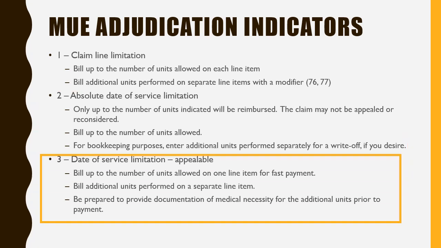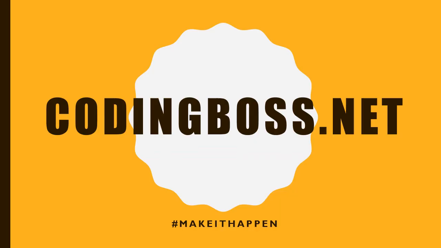An MUE edit with an MAI value of 3 is also a service date limitation, but this one can be appealed. So bill one line item with the number of units allowed for a quick payment, then bill additional units on a separate line item. You're going to have to appeal those, so be prepared to send documentation about why the patient needed more than that unlikely amount. And just when you thought it was complicated, that's all you really need to know to start dealing with MUEs in your practice.